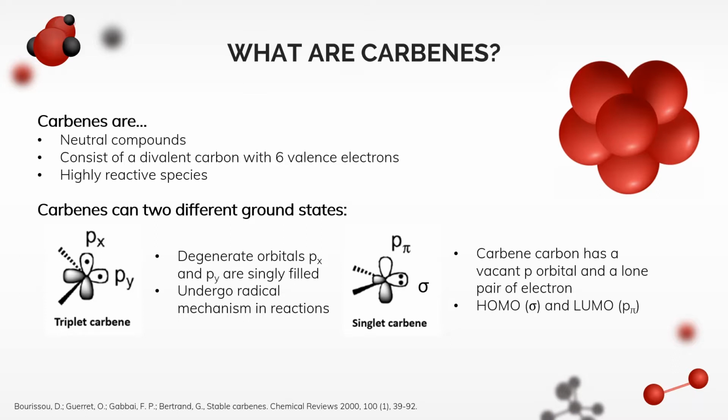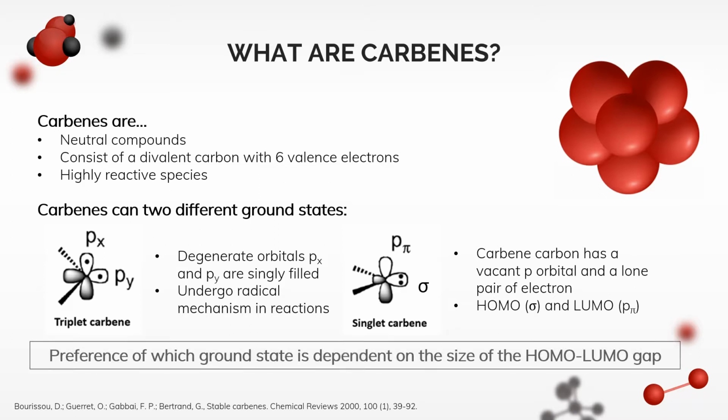For singlet carbenes, the carbene-carbon has a vacant p orbital, which is the LUMO, denoted as p pi. It also has a lone pair of electrons in the HOMO, denoted as sigma. The vacant p orbital can accept electron density, which allows it to act as a Lewis acid, while the lone pair can also be donated out, which allows it to act as a Lewis base. Its reactivity is dependent on the substituents attached to the carbene-carbon. As to which ground state the carbene prefers, it will depend on the size of the HOMO-LUMO gap.